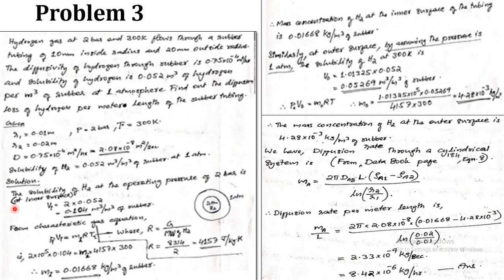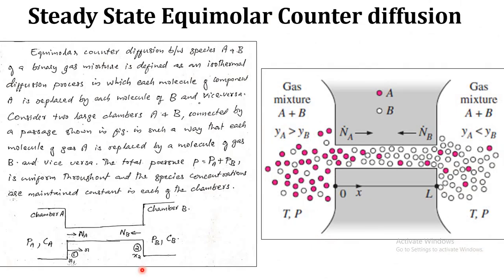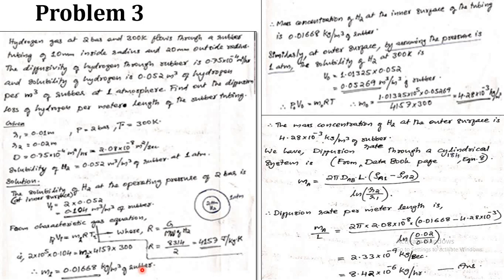Sometimes solubility will be given in terms of meter cube of other constituents. At that time, we need to find the concentration by using the characteristic gas equation, PV equals MRT, where M is in kilogram per meter cube. The next topic we will discuss in the next part. Thank you all.